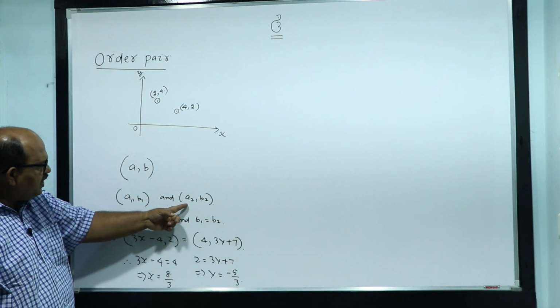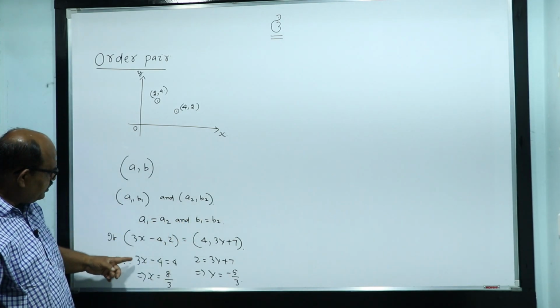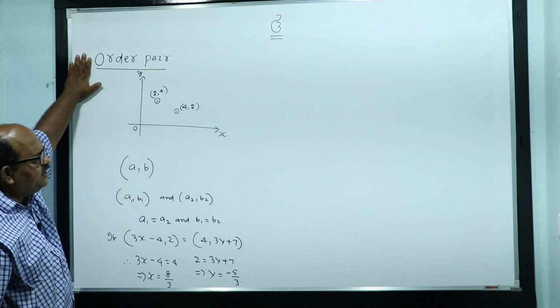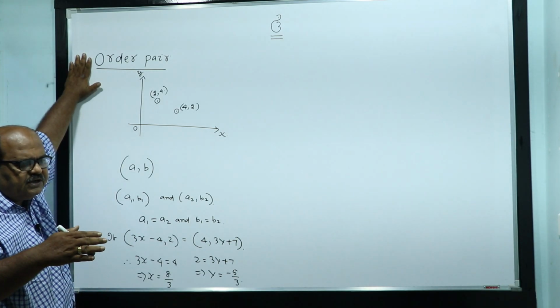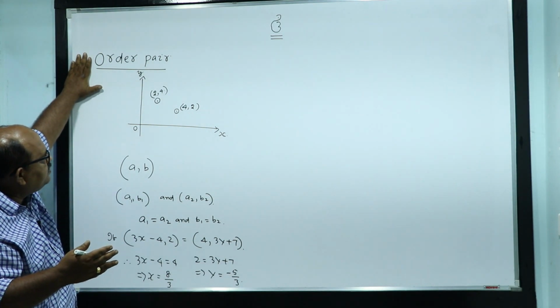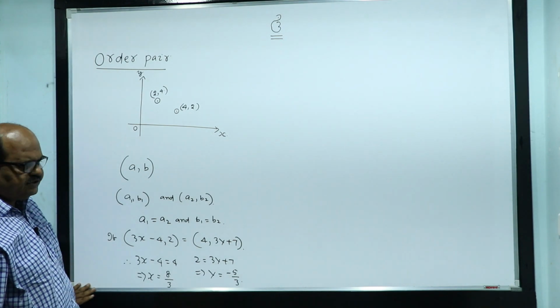And for two ordered pairs to be equal, a1 must be equal to a2 and b1 must be equal to b2. What a question, very simple thing. This is a term in mathematics that will be used repeatedly. It is a very important term which will be used in the upcoming chapters, and also a very easy concept.